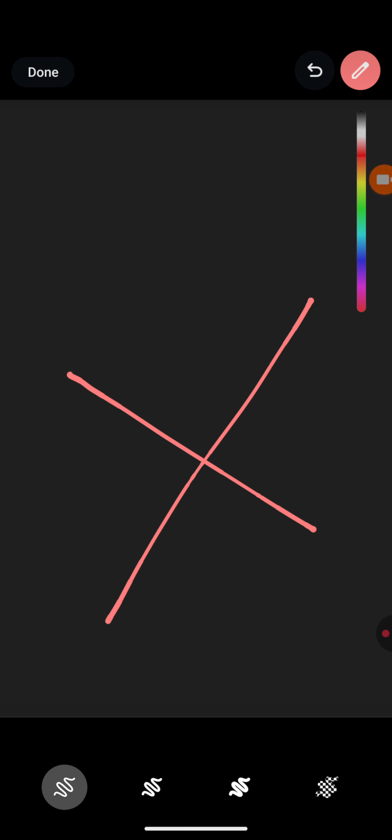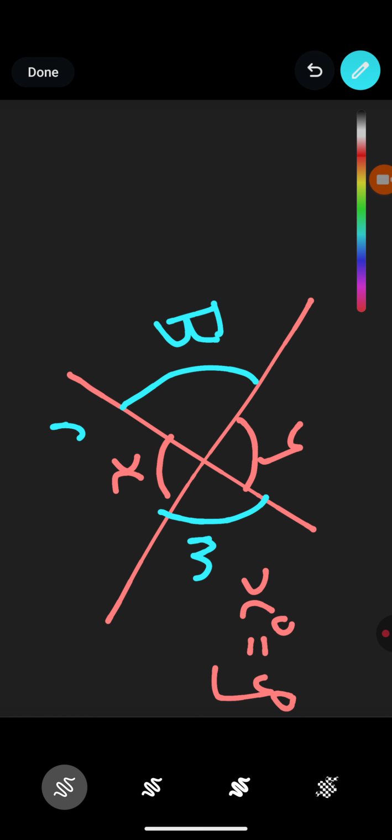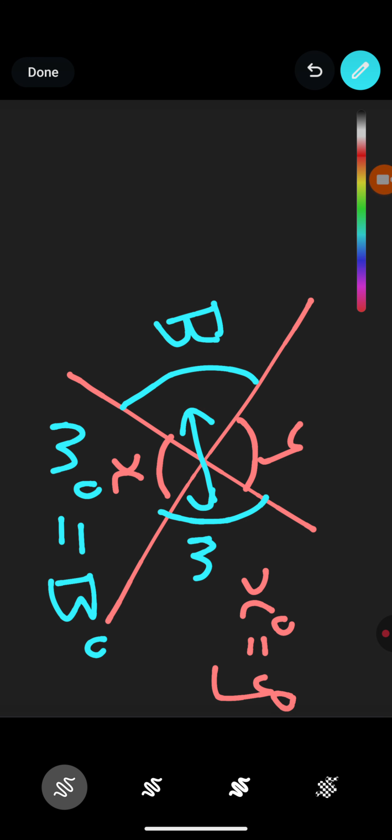The next property is in a situation like this. If two lines are crossing, this angle, let's call it x, and this angle, let's call it y, are equal, so x degrees is equal to y degrees. Also this angle called m, and this angle, let's say b, so m degrees is equal to b degrees. So opposite angles in this situation are equal.